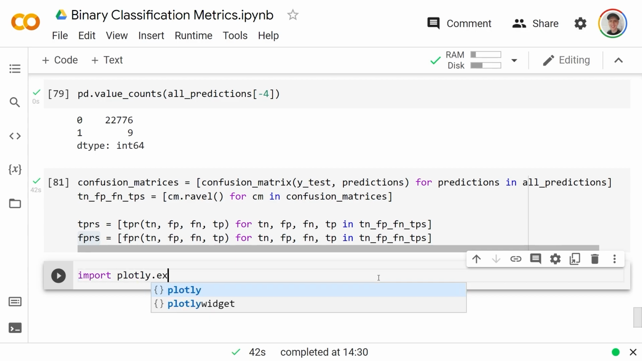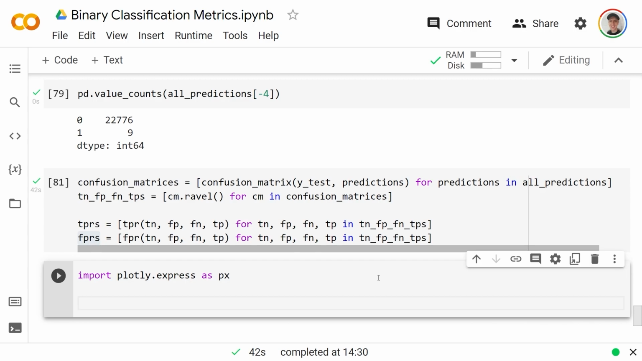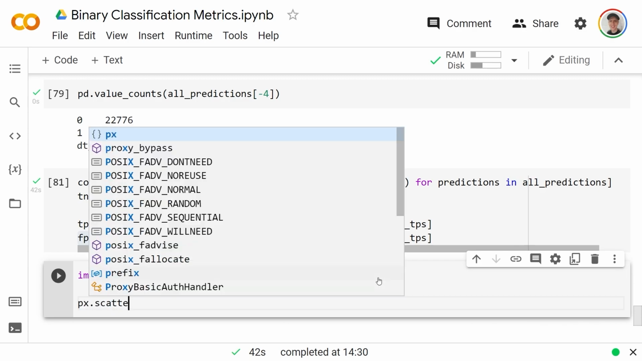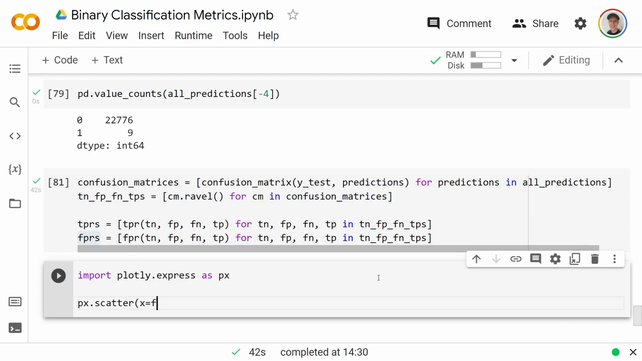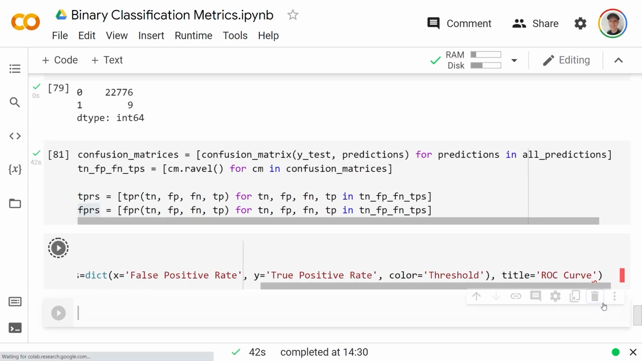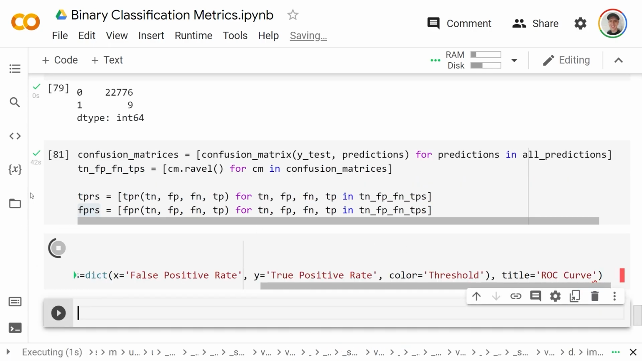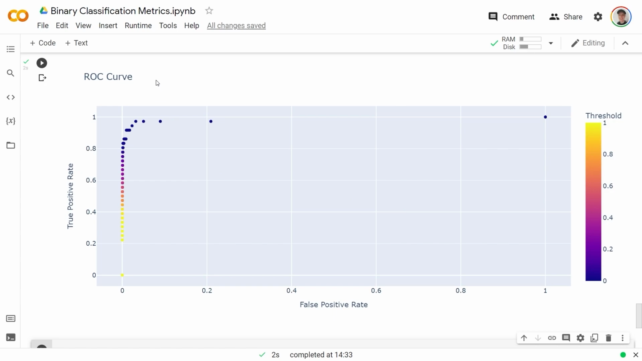Import plotly.express as px, and we're going to do px.scatter, so a scatter plot, where we set x equal to the FPRs, so we're putting the false positive rates on the x-axis, and we're going to put on the y-axis the true positive rates, color equal to the thresholds. Just to make the graph look a little better, I'm going to paste in a couple different labels. If we plot this thing, we will see the following curve. We just implemented a very, very famous metric, which is called the ROC curve.